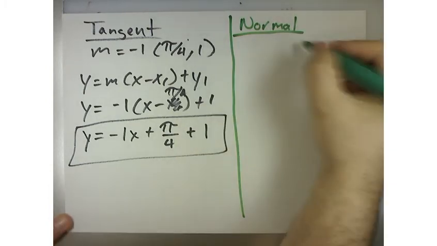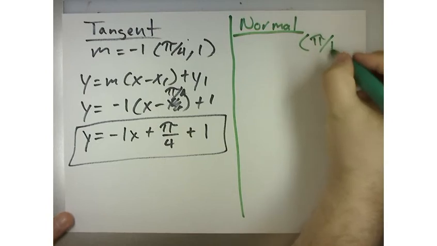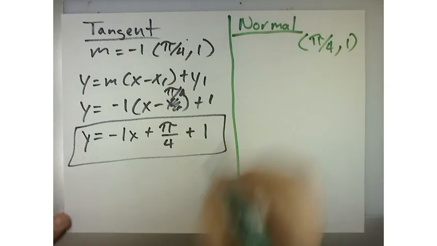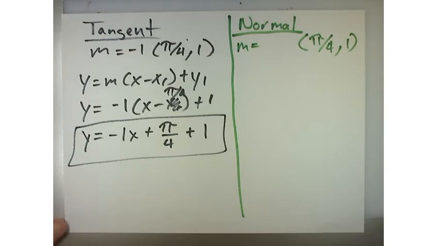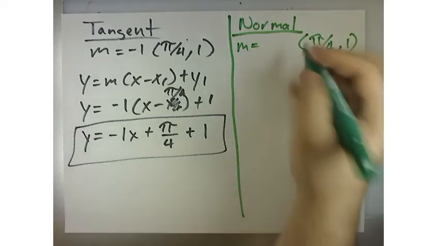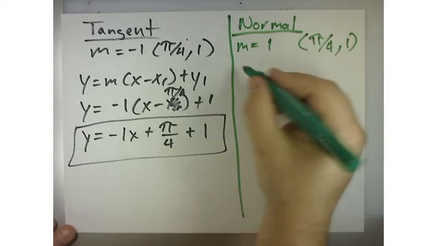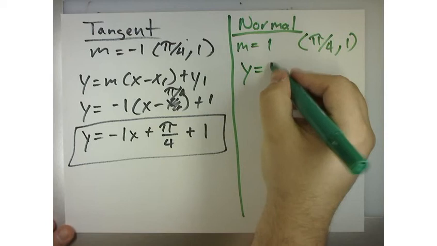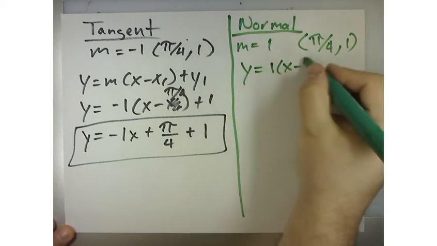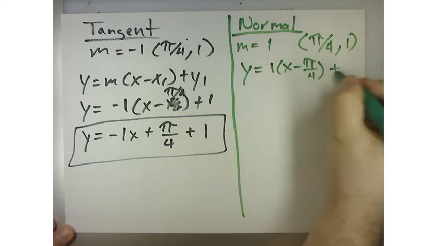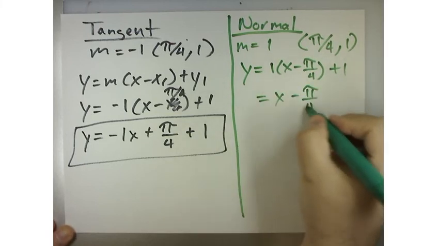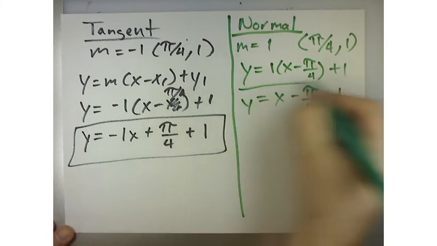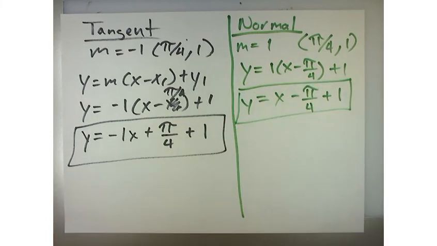So now for the normal, it's still the same point. We have pi over 4 comma 1, but I need the negative reciprocal of negative 1. So negative 1 over 1, if I flip that, becomes 1 over negative 1, and if I take the negative of that, it's just 1. Whoa, that was a long breath. y equals 1 times the quantity x minus pi over 4 plus 1. So in this case, I get x minus pi over 4 plus 1, and you could just leave it like that. Is that how they had the answer written in the back of the book?